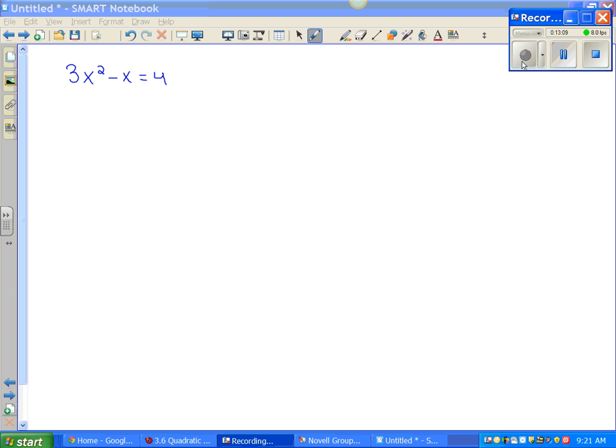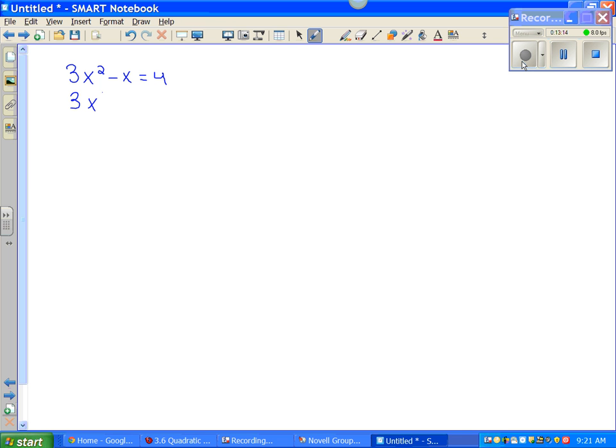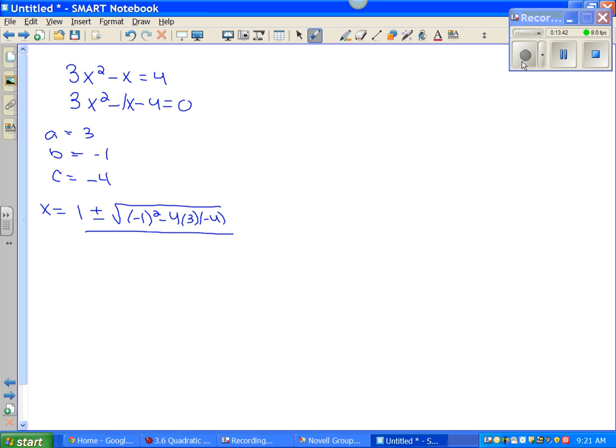Okay, so it's not in standard form, right? How do we get it in standard form? Good, subtract that 4 over. We want to make sure that it's in standard form before we start. What's A? What's B? Careful. Negative 1. Okay, the coefficient, if there's nothing there, is always a 1. And what's C? Negative 4. So x equals negative b plus or minus the square root of b squared minus 4ac all over 2a. Did we plug it in correctly?